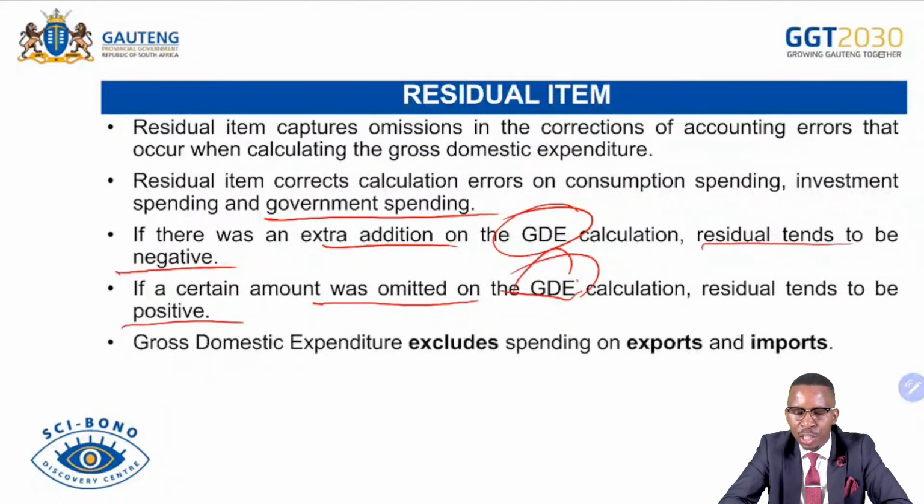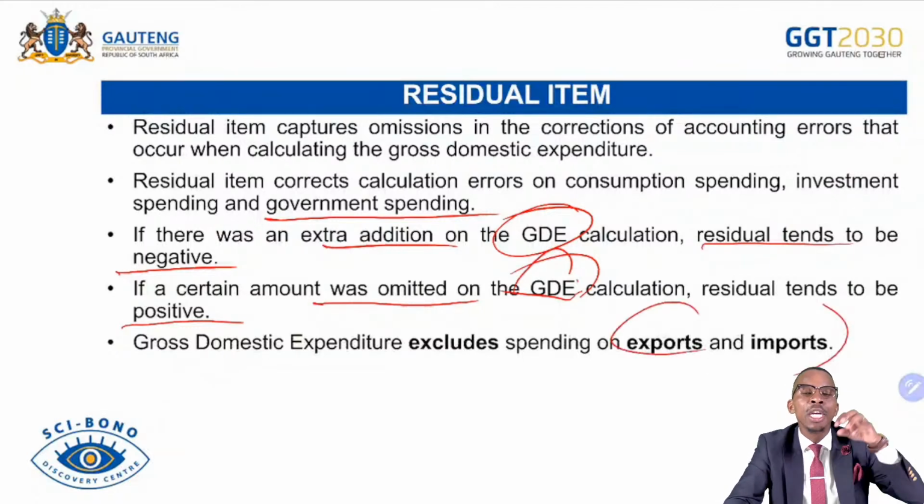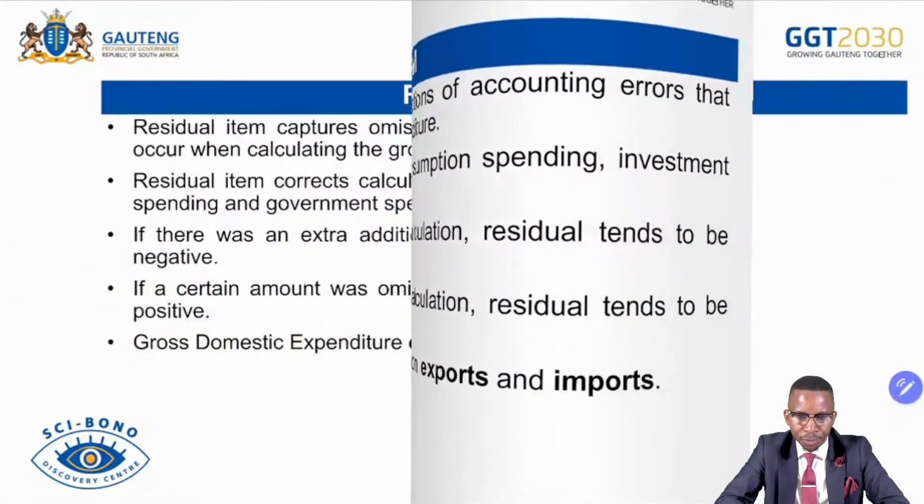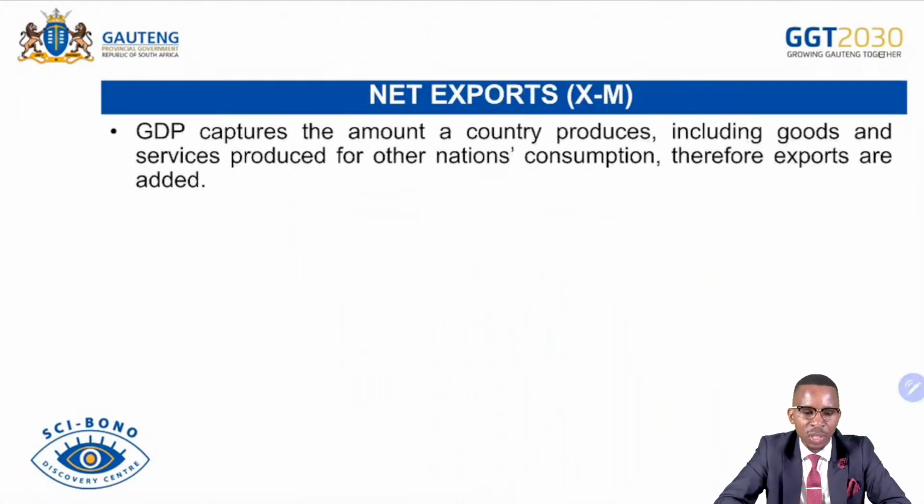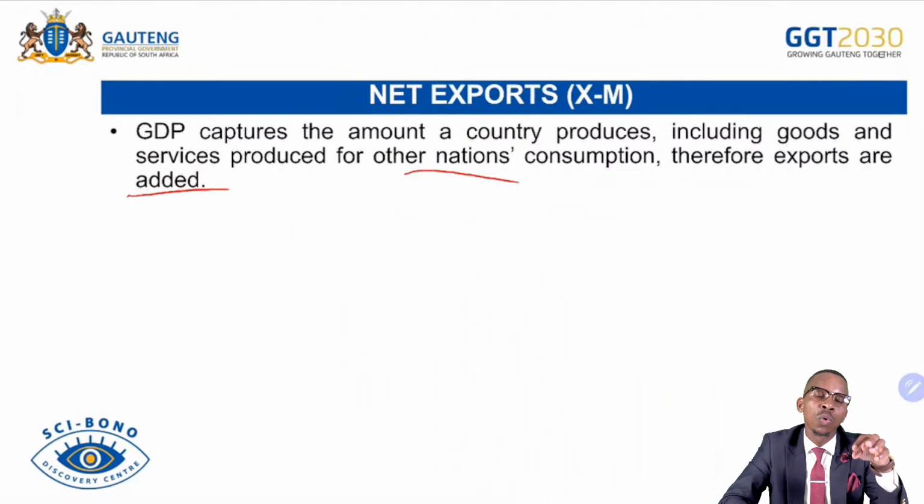Gross domestic expenditure excludes spending on imports and exports because it's domestic, meaning local expenditure, and does not include the foreign sector. Then we have the net export. GDP captures the amount of goods the country produces, including goods and services produced for other nations. Therefore, exports are added. In this case, we talk about goods and services that have been produced locally and sold abroad.